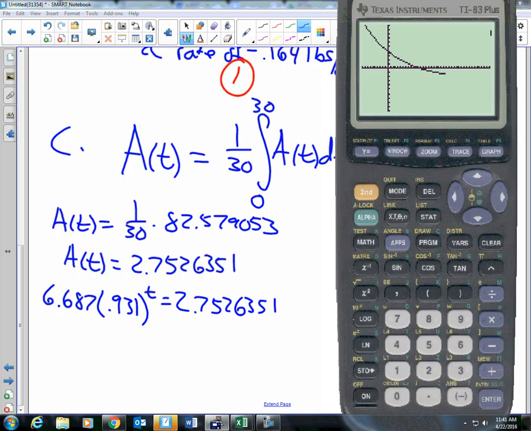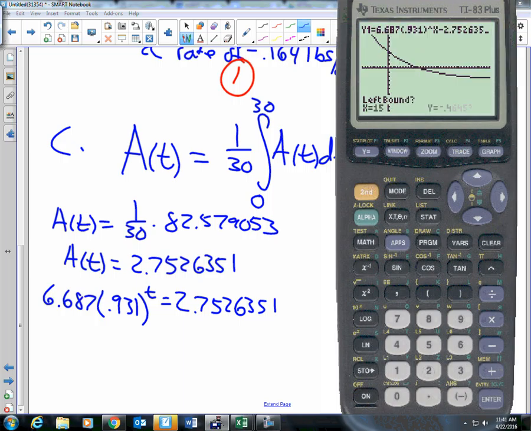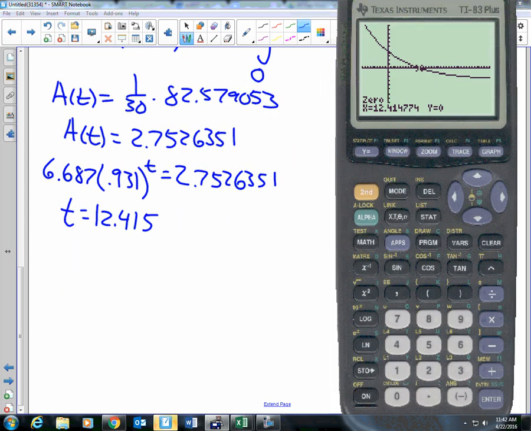Does it cross the x-axis? Let's find that spot. So I can calculate what? 2? Or I already did that, didn't I? Left bound, enter. Right bound, enter. So we got t is equal to 12.415 what? What is time measured in this problem? Days.